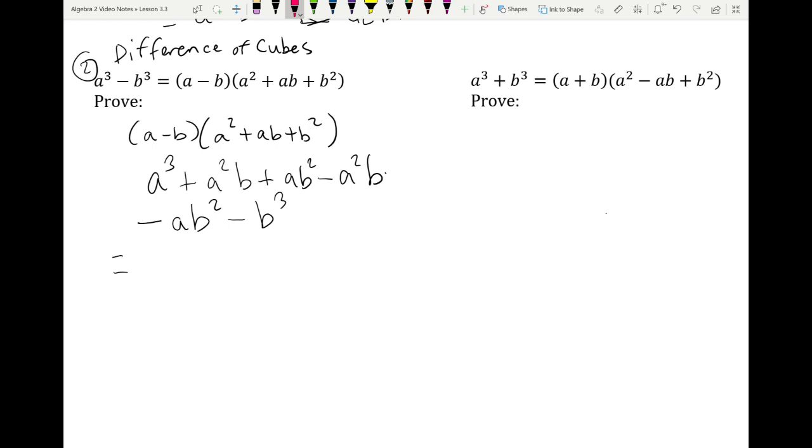So notice that you can combine a squared b terms right here. a squared b minus a squared b cancels. Also notice that ab squared minus ab squared cancels. And you're left with a cubed minus b cubed. And therefore we have proven the identity.